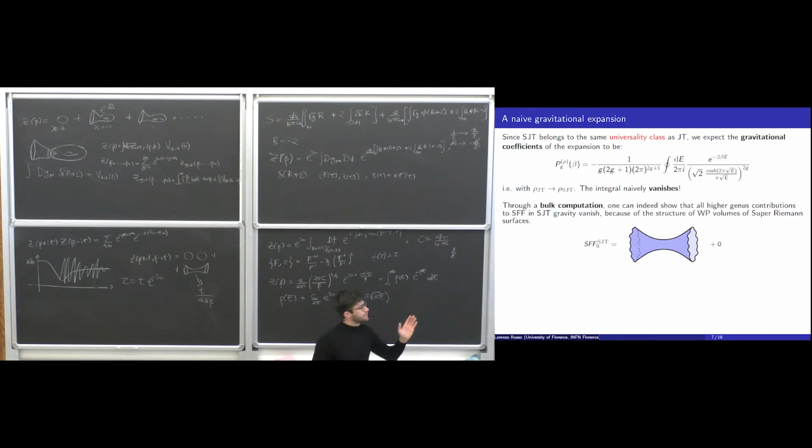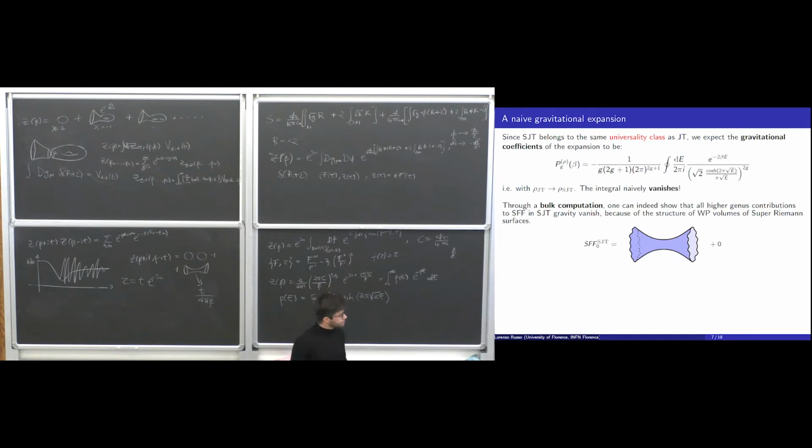And we verified it even through bulk computations. By performing the sum over geometries in the supersymmetric setting, we discovered that all the geometries with genus higher than this cylinder actually give us 0 contribution to this sum. And this is because of the structure of the super Weil-Petersson volumes that we would need to compute this type of contributions.